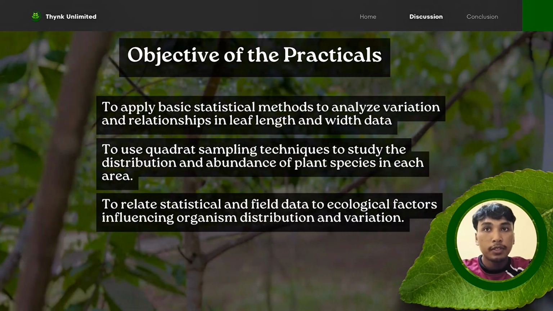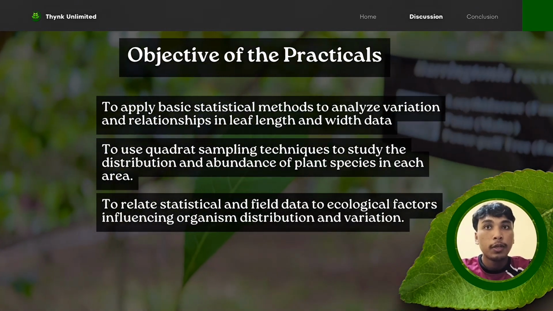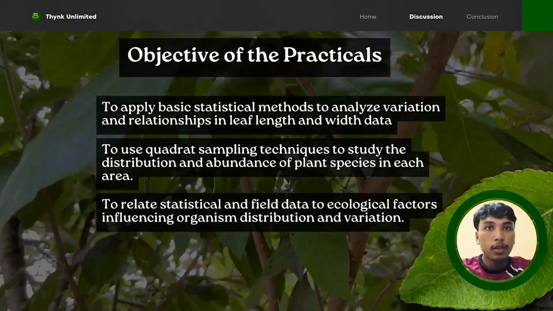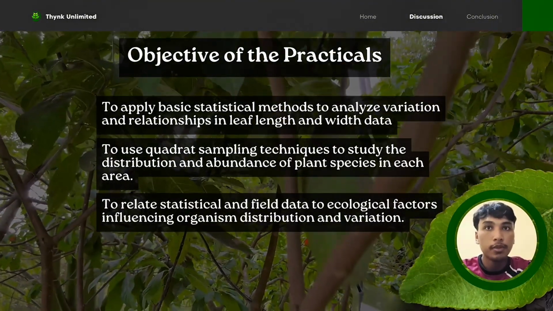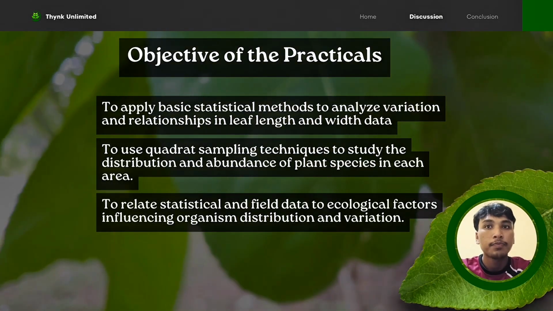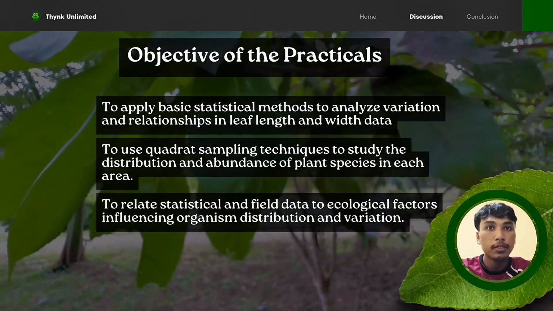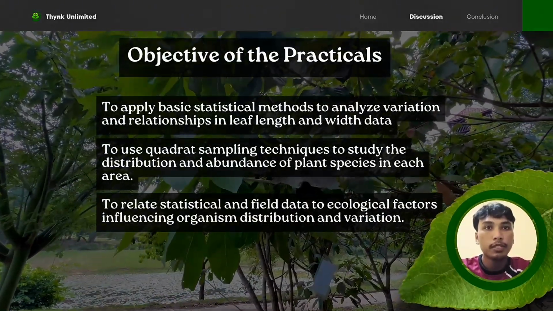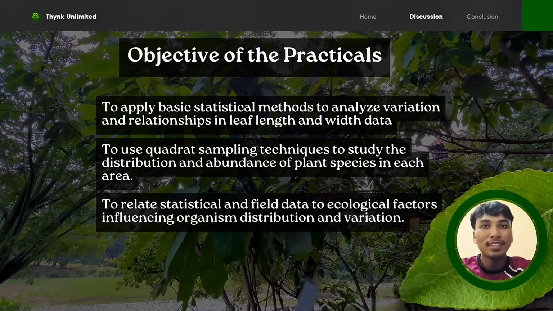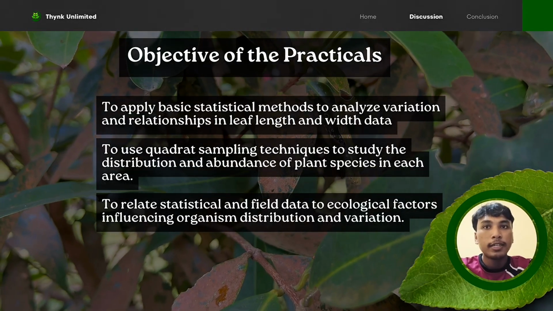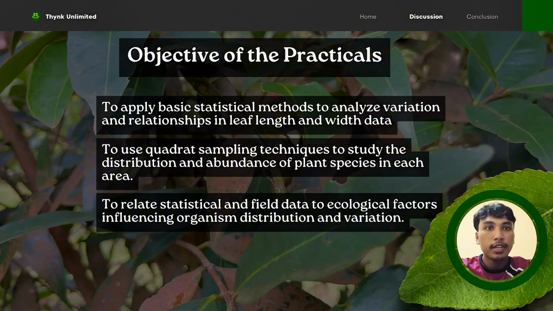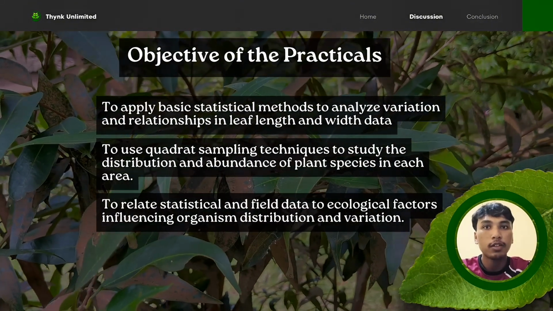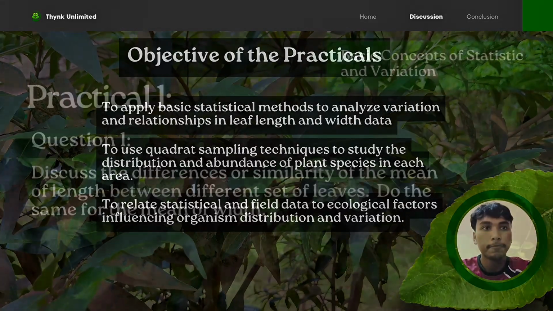The objectives of Practical 1 and 2: first, to apply basic statistical methods to analyze variation and relationship in leaf length and width data. Second, to use quadrat sampling technique to study the distribution and abundance of plant species in each area. Third, the last one, to relate statistical and field data to ecological factors influencing organism distribution and variation.